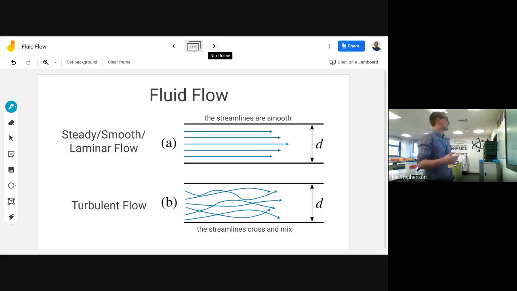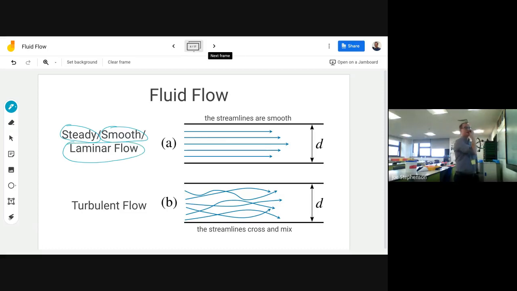And these are the 2 types. Now, the first one has 3 different names, but they're all acceptable. So if you're going to write this in the exam, you can use the word steady, you can use the word smooth, or you can use the word laminar flow. Okay? Laminar flow means that the streamlines are smooth. They're going in a straight line. They do not overlap. And there's order to this, yeah?